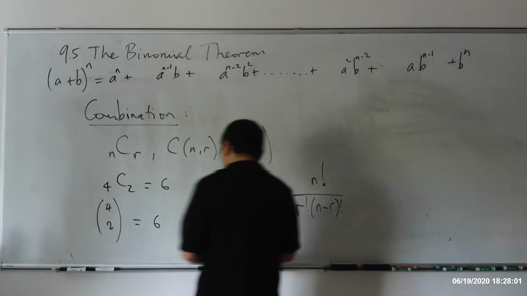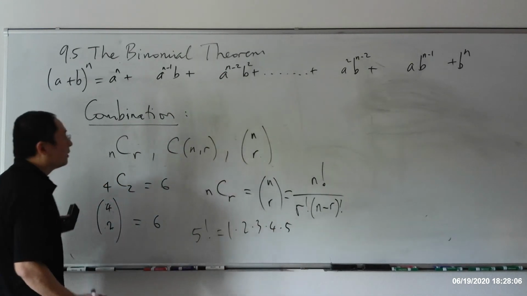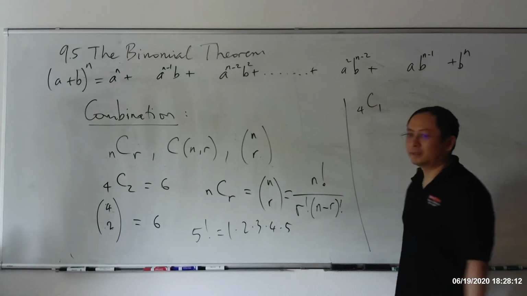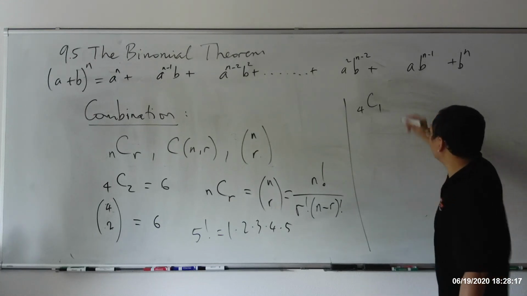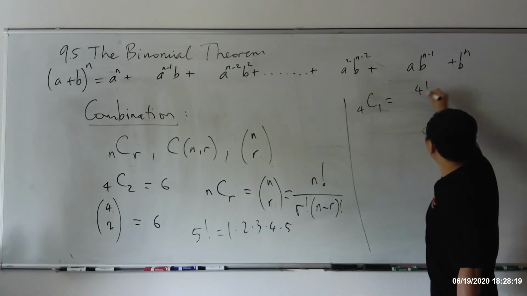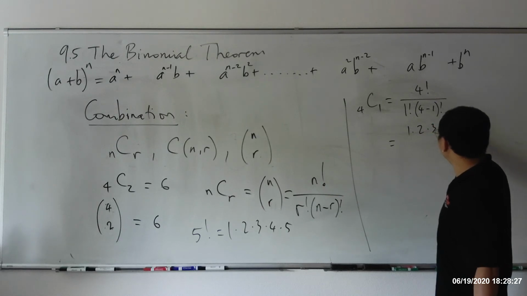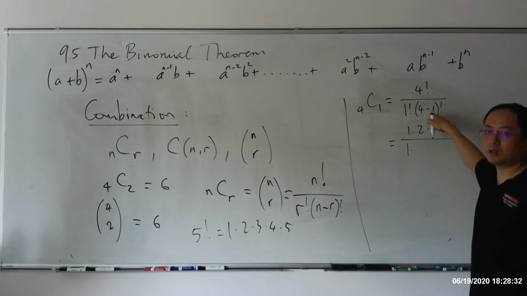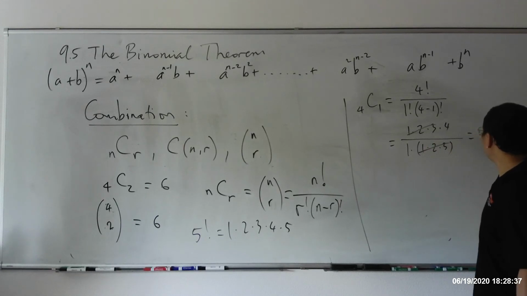Okay, so let's check it out. It's really true. Try a couple of examples for the combination. Say 4 choose 1. I've got 4 markers, 4 items, choose 1 item. How many ways? 4 ways, right? This is 4 factorial divided by 1 factorial times 4 minus 1 factorial. So 1 times 2 times 3 times 4 on the top. 1 factorial is 1. 4 minus 1 is 3, and 3 factorial is 1 times 2 times 3. Let's cancel out: 4 ways.